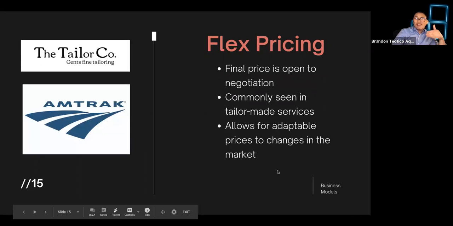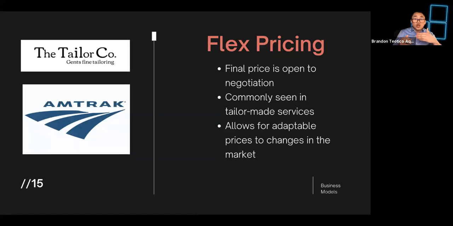And then after that, we have the flex pricing business model. So in flex pricing, the final price is open to negotiation, or it can vary depending on the customer. So this is most commonly seen in tailor-made and custom services. So examples are tailors, carpenters, specialty chefs, anything where it's a custom product. And then the good part about flex pricing is that you can change your prices according to changes in the market. And then for examples here, we have a tailoring company, and then we also have Amtrak.